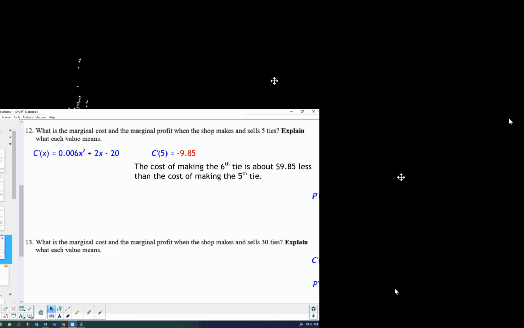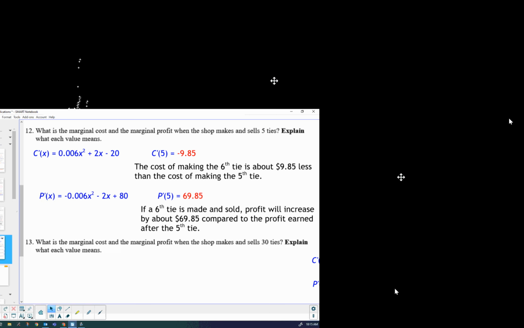Lowercase p is called the demand function or price function. It is the price per unit. Uppercase P is overall profit. So my marginal profit is $69.85.